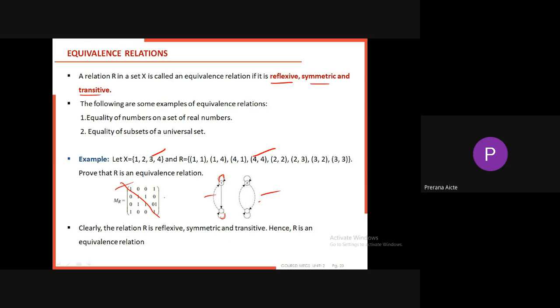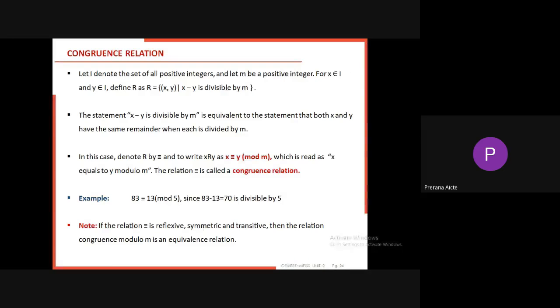Next, coming to another type of relation, which we can call the congruence modulo relation or congruence relation. What is the meaning of this congruence modulo relation? Let us assume I is the set of positive integers, and m is another integer. Now, if the relation is defined like this, x comma y such that x minus y is divisible by m, then I can say that it is a congruence modulo relation. Okay, let us see this example here.